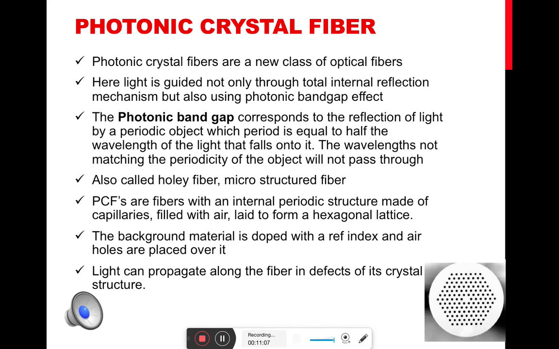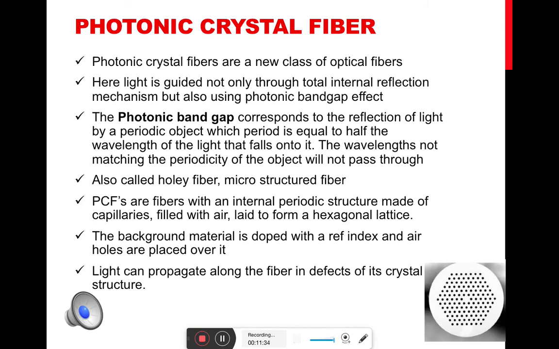The holes can be considered as capillaries, and these capillaries are filled with air, and they are laid to form a hexagonal structure, that is, a hexagonal lattice. So you can see a hexagonal lattice structure where you have capillaries, and the capillaries are filled with air. It is not always necessary that the lattice structure should be hexagonal. It can be of different shapes depending upon the manufacturer who is manufacturing the photonic crystal fiber.